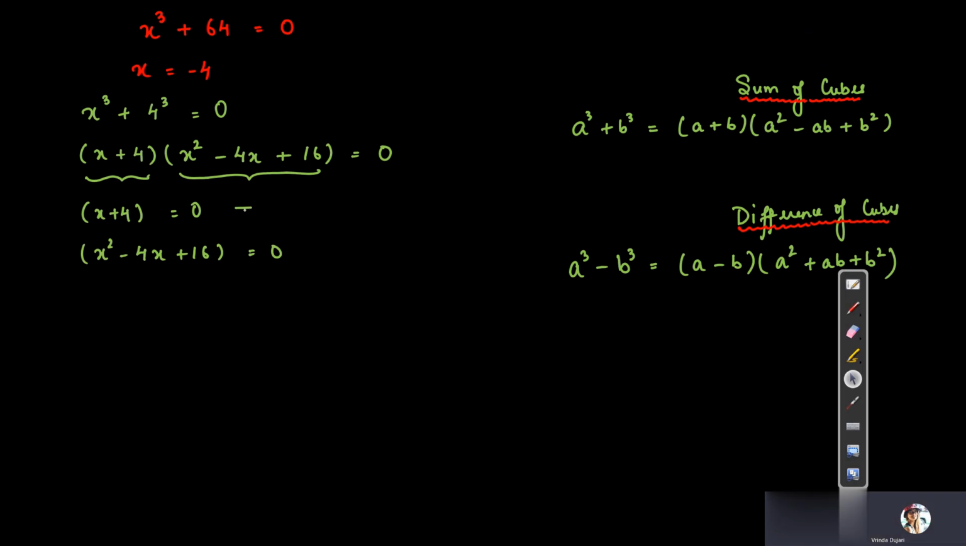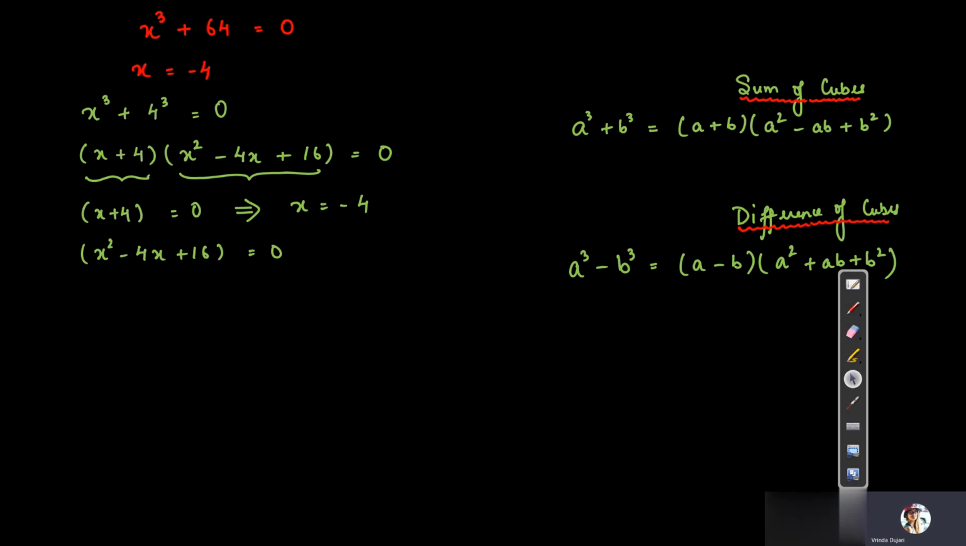Yes, and this first relation will give you your first root that you guessed also. This gives us x equals negative 4. This is the first root, okay? Second root we'll get from this relation. So we have to split the middle term, right? Well, in this case, I don't think splitting the middle term would work. I don't think we can get factors of 16 such that we get negative 4. Splitting the middle term method works in some cases. It won't work in all the cases.